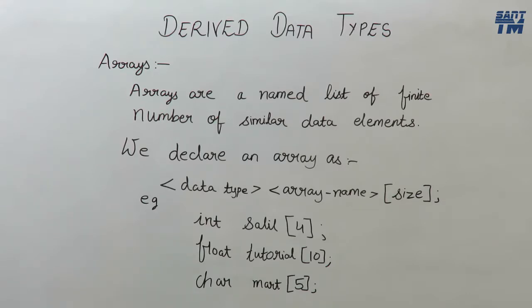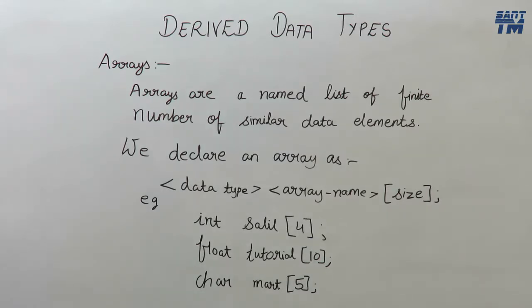Suppose you have a list of numbers and you give that list a specific name, then that named list will become an array of integer type. Similarly, a named list of float numbers will become an array of float type. A named list of characters will become an array of character data type. So we can build an array with any type of fundamental data type by specifying a size of the list and a name for that list. If we specify both of these things, then we can say that we have constructed a derived data type array.